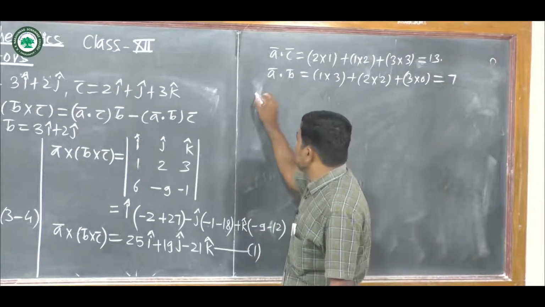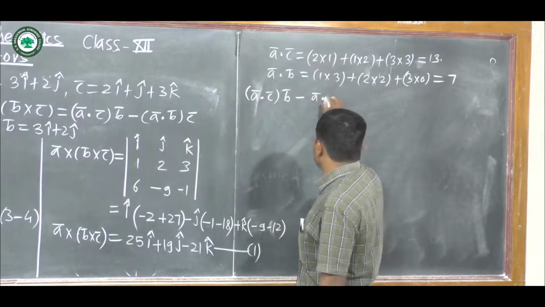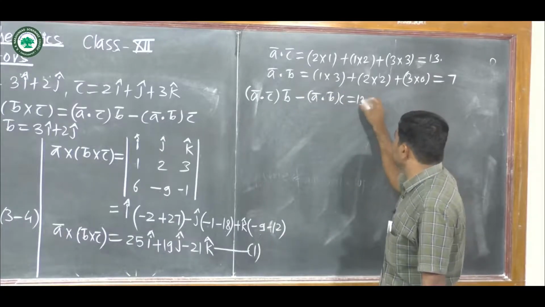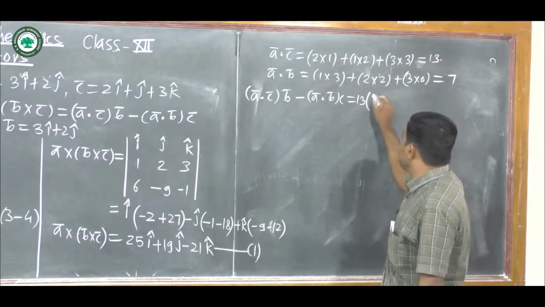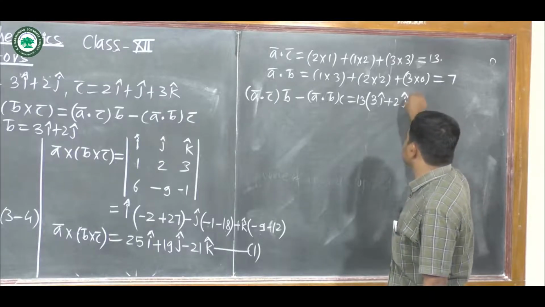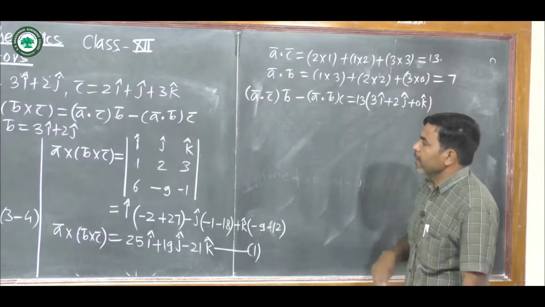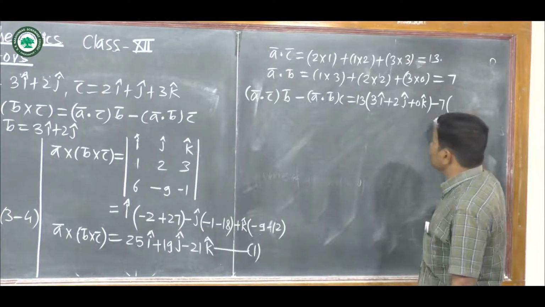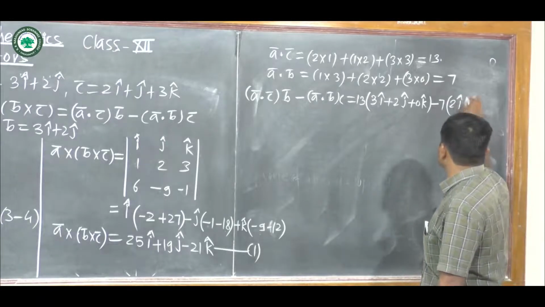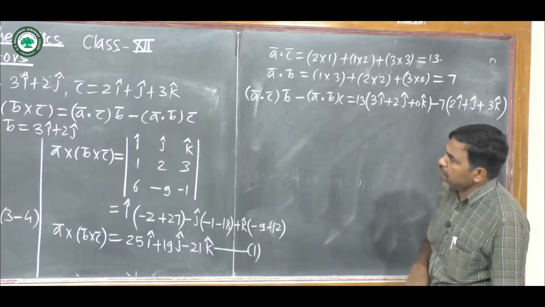Okay, now a bar dot c bar into b bar minus a bar dot b bar into c bar is equal to a bar dot c bar, that is 13, into b bar. What is b bar? 3i cap plus 2j cap plus 0 into k cap, minus 7 into c bar, vector c. What is vector c? 2i cap plus j cap plus 3k cap.